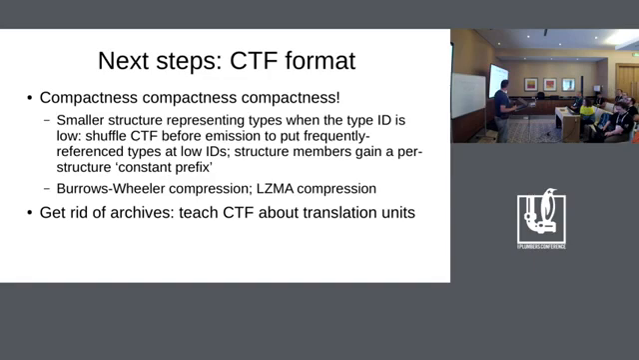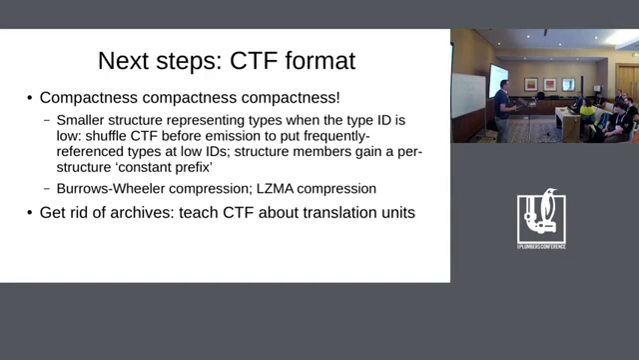I'd like to try Burrows-Wheeler compression as much as possible first to see if it's handleable in a sensible fashion. I'd like to try compressing with LZMA instead of just gzip. It seems like those are cheap ways to get piles of extra compactness with almost no effort. It wouldn't improve memory usage, but it would at least make the compressed format smaller.